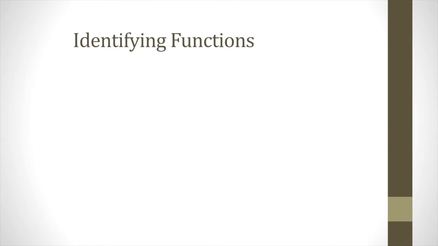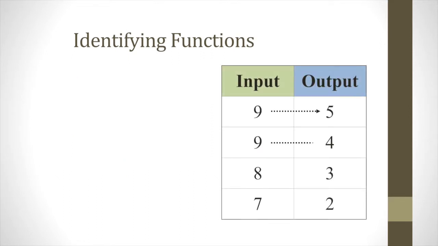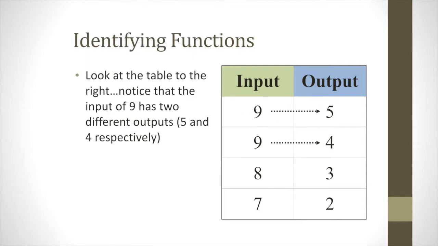Let's look at one that's not a function now. So if we look right here, this input of 9, if I input this 9 into this function, into this equation, I get two different answers. I get a 5 and I get a 4. So this one is not considered a function. You see that this 9 is repeating, and we get different outputs, which is really the thing, because remember, for every one input, there's exactly one output. So this one input of 9 gave me two different outputs, so this one is not a function.